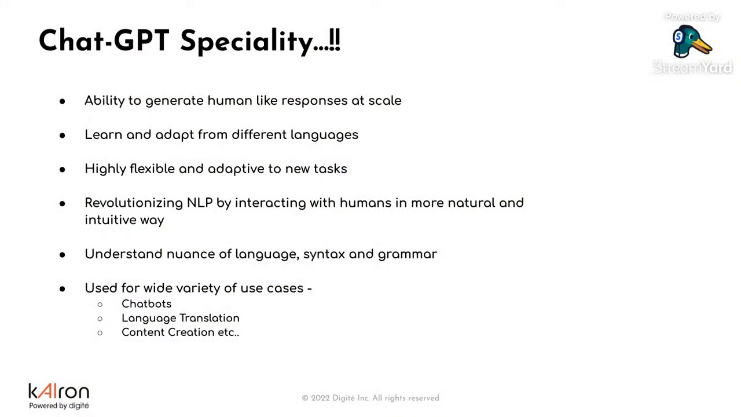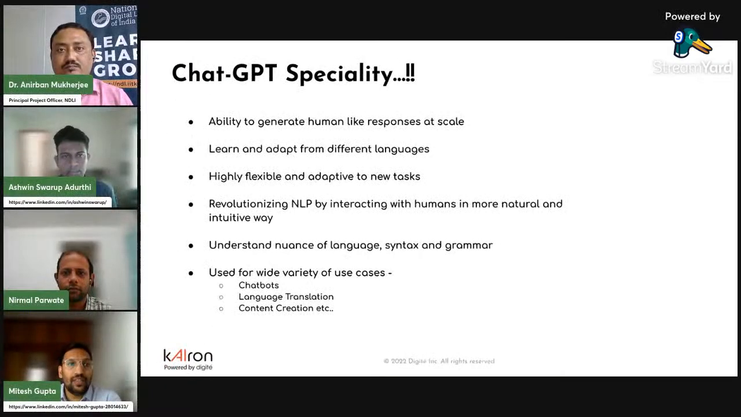Sure. So these large language models have the ability to generate human-like responses at a very large scale. They are very adaptive, and they learn about the different languages available. They are not restricted to any single language, whether it is Hindi, English, or something else. They can adapt to any language. It can work on all the languages in the world. Then they are highly flexible and adaptive to new tasks. It's not restricted to only a single task, like just generating data. We can generate code by giving a prompt to GPT.